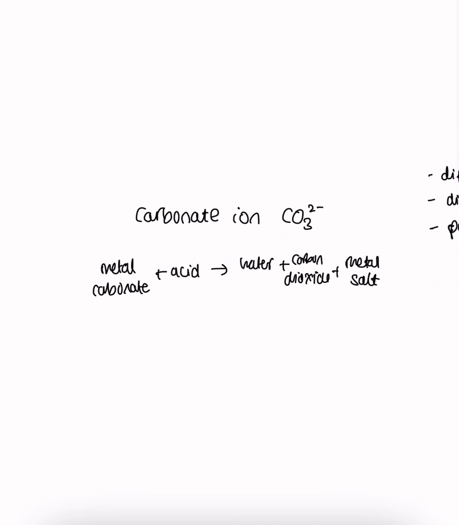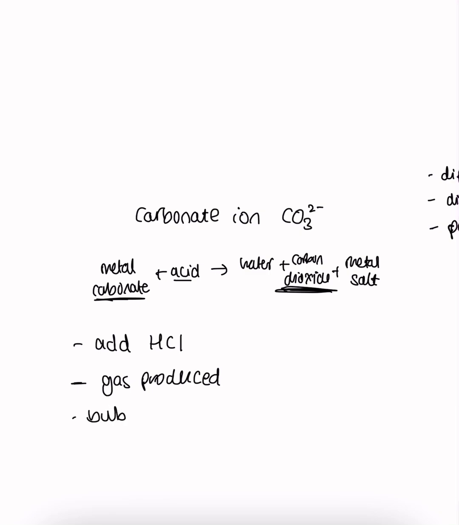Now, based on this, what we do is we add HCl. HCl is hydrochloric acid. It's highly acidic. Once we add HCl, from this we know if there's carbonate ions, a gas would be produced called carbon dioxide. So gas produced. Now we need to use a test for carbon dioxide. The test for carbon dioxide is quite simple. We bubble the gas through lime water.